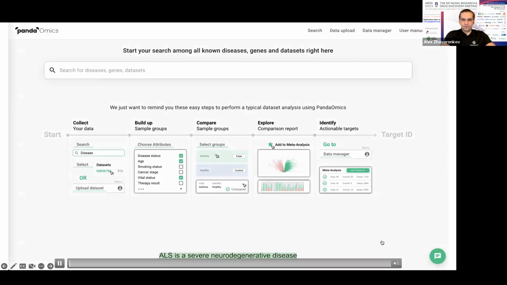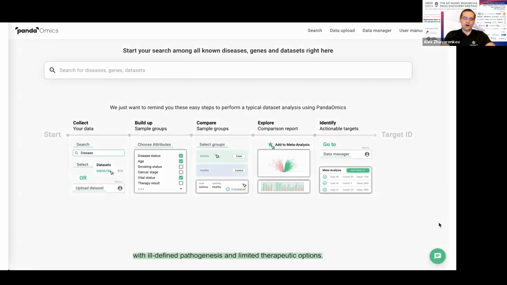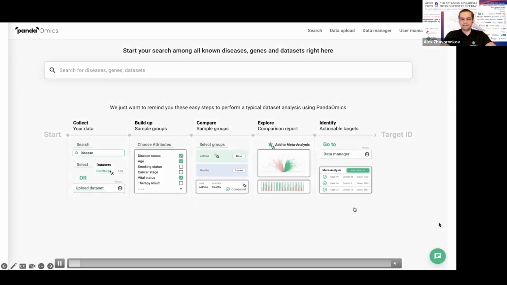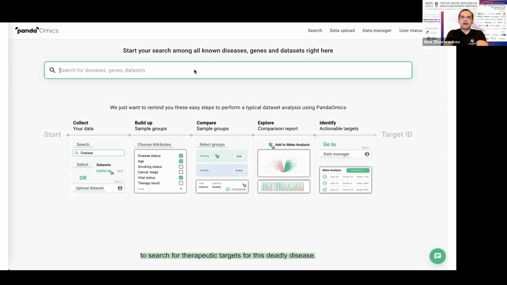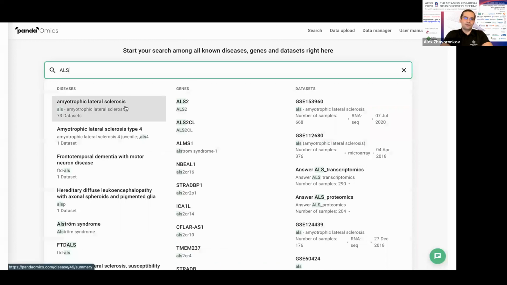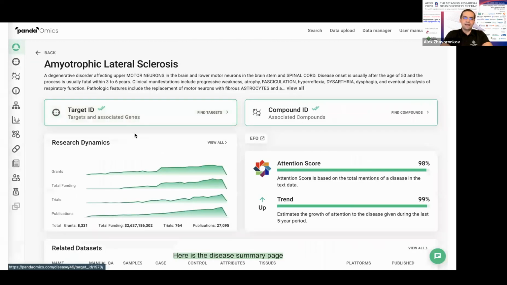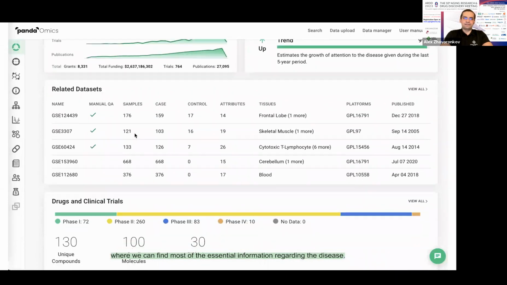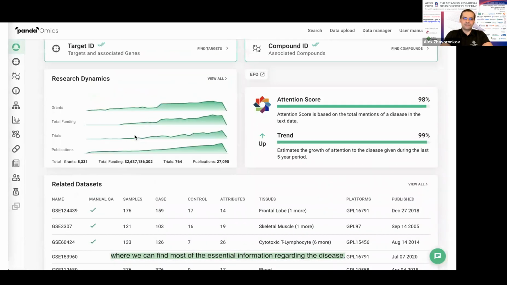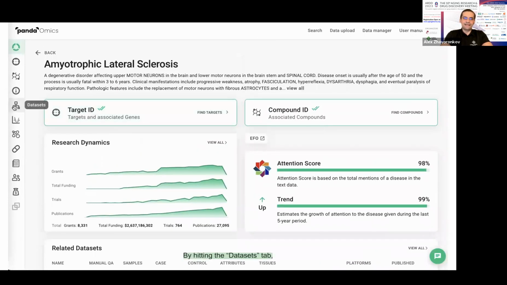So now I'm going to show you how to go after ALS with PandaOmics. It's an annotated demo. You can also find it on als.ai website. So this is how the PandaOmics interface really looks. You can go and search for ALS datasets. Here you will see the disease page. So you can see $2.6 billion worth of data in there.